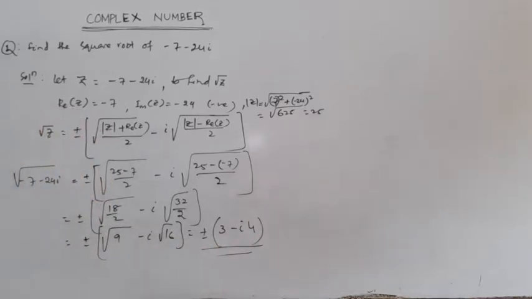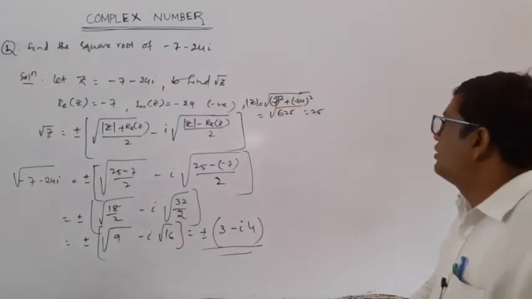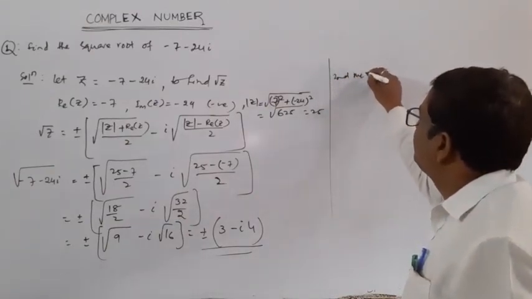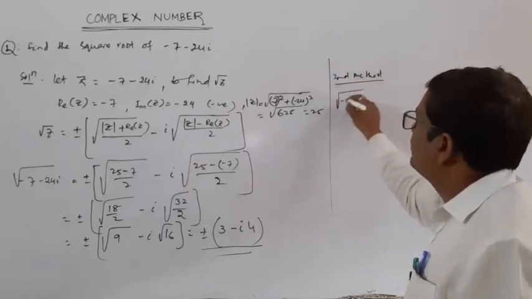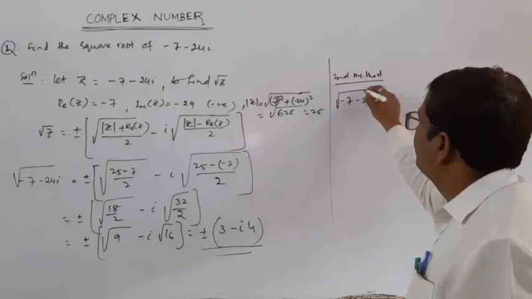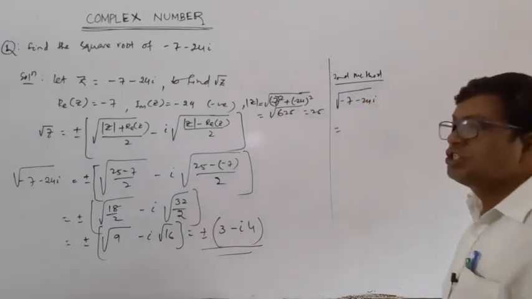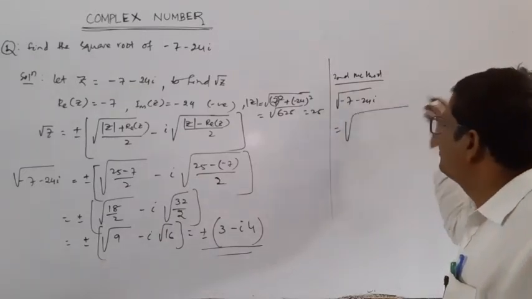Now this is one method. Another method, the alternate method: the second method. In the second method we have to adjust the expression, minus root over minus 7 minus 24i. This can be written with 16 minus 16 plus 3. So this can be written as what?